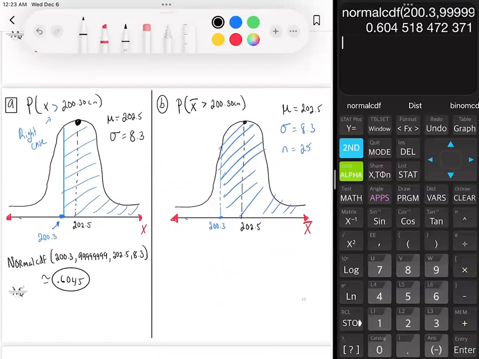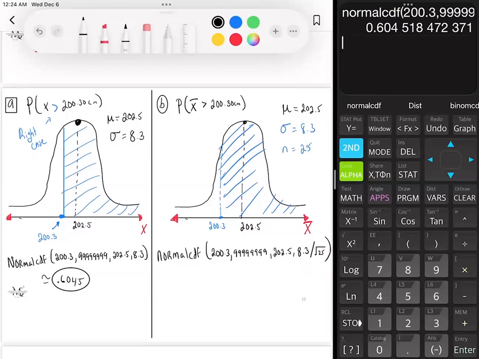So for part B, what our command should look like, just writing it on screen so you can see it, we have normalcdf of 200.3, comma, 9 nines in succession, followed by 202.5, followed by the standard deviation, 8.3, divided by the square root of n, which is 25.